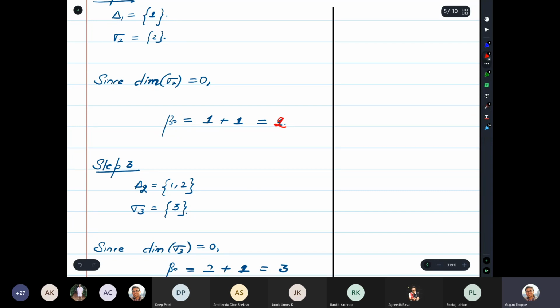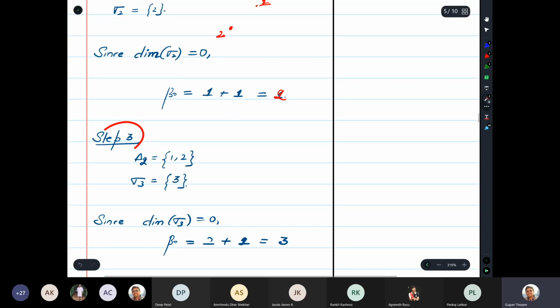All right. So what I have is I started off with 1. Now I have added this vertex 2, and all I am claiming is that this Betti 0 actually increases by 1. Now let's look at step 3.